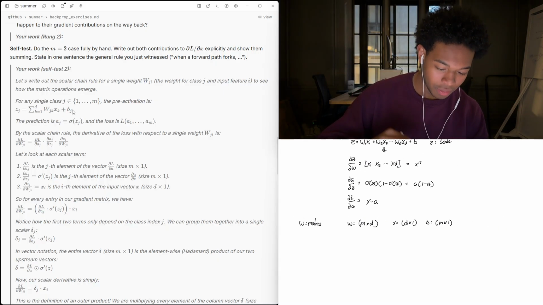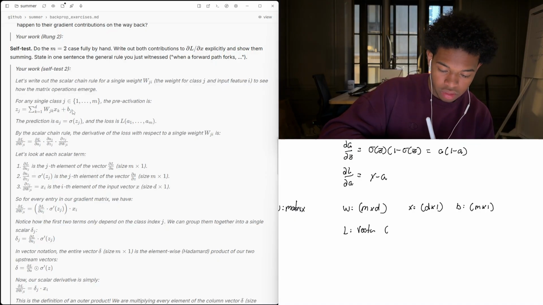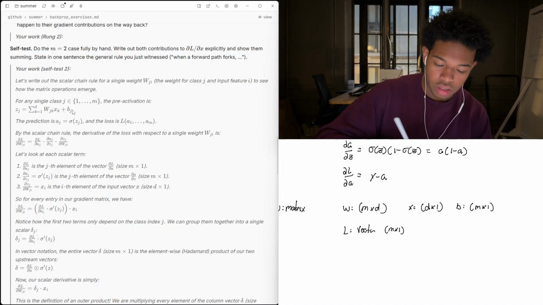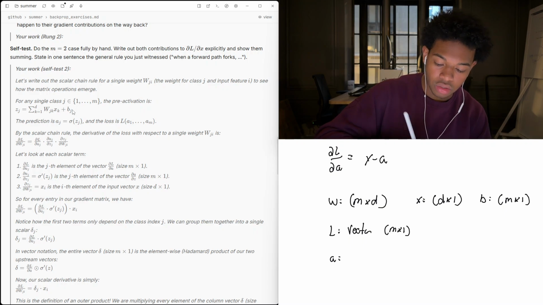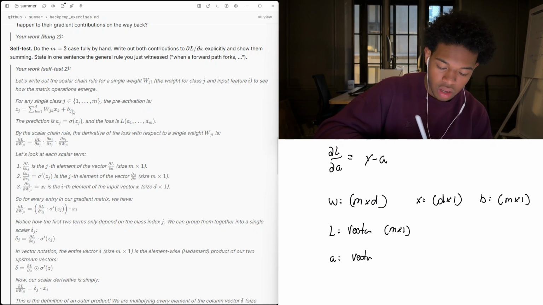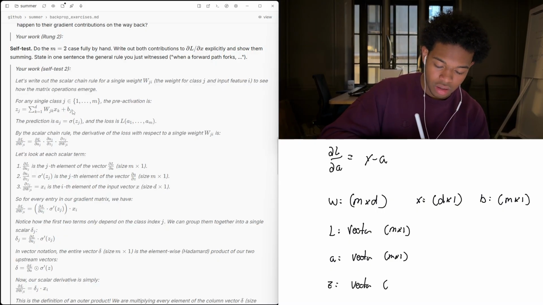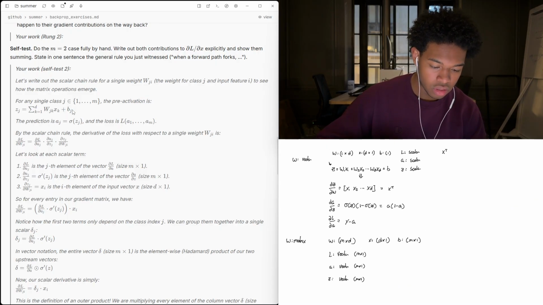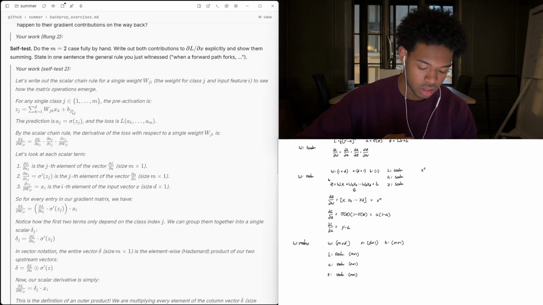Let's stay focused. So L is going to be a vector of shape M by 1. And the activation A is also going to be a vector of M by 1. And Z is also going to be a vector of M by 1. Scalar, vector, vector. Perfect. That's what we expect. And then we can move it to the side.